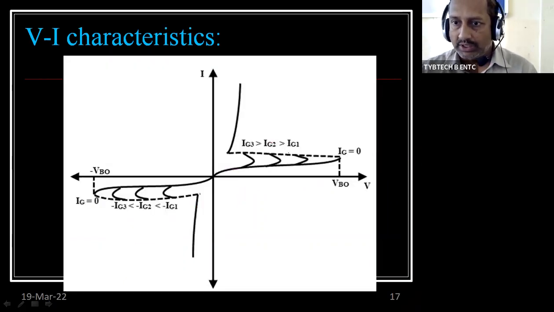So this is another way it was shown, that is the VI characteristic. We have seen in the last one that here at the junction, IG is equal to 0. We have not applied the IG, so this curve will be there.